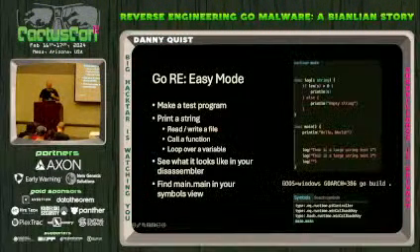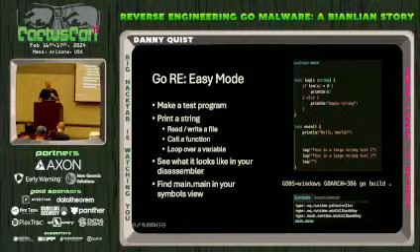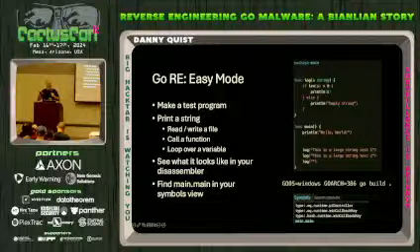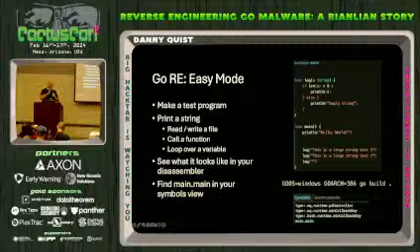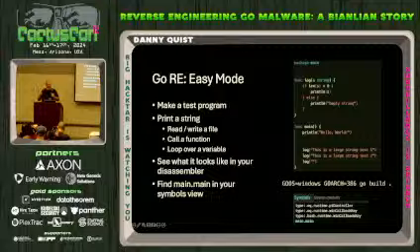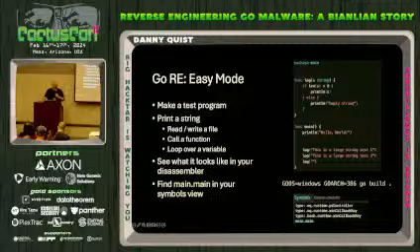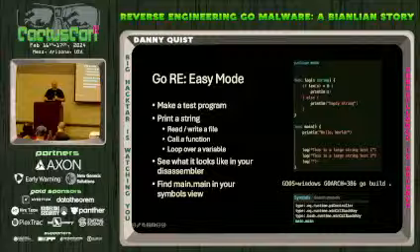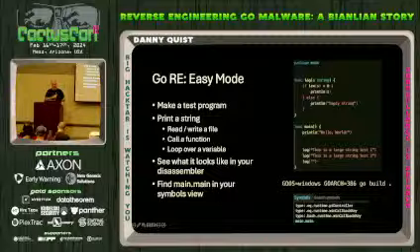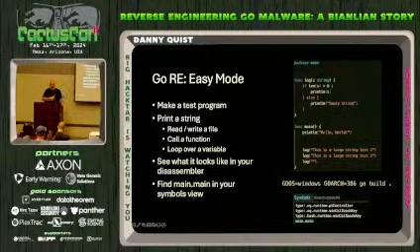So how do we do that? I'm focusing on this as if you've never looked at Go malware before and you need to refresh yourself on how this works. This is just my process for learning how to reverse pretty much anything. So you start off with easy mode. We're going to make a test program. We're going to print a string.